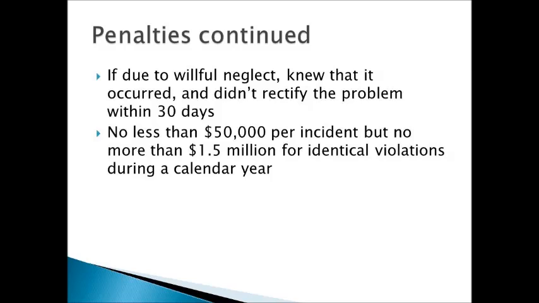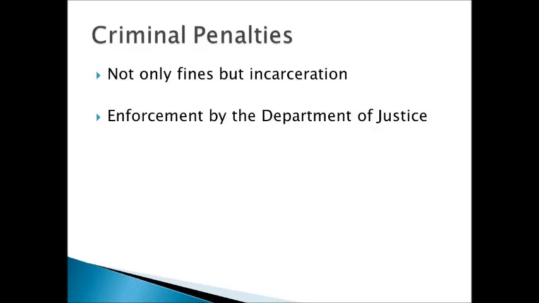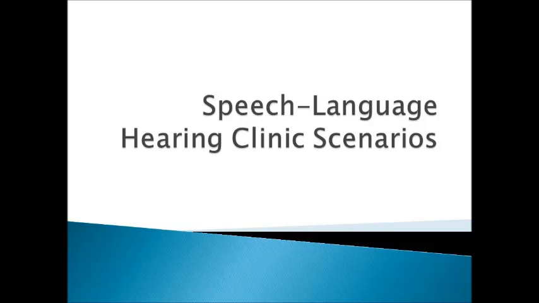Continuing with penalties, and this again is very detailed, I'm sorry, but this is how the guideline's written. If it's due to willful neglect when some PHI is disclosed and the covered entity knew that it occurred and didn't rectify the problem within 30 days, it's no less than $50,000 per incident and no more than $1.5 million per violation. There are also criminal penalties. So we not only have fines, but the potential to be incarcerated. This is all enforced by the Department of Justice.